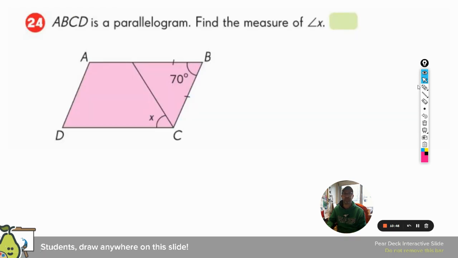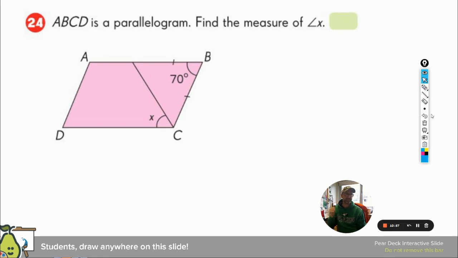All right. Parallelogram, find the measure of angle X. Oh, heck, this one's not bad. Pause me. All right, how'd you do?